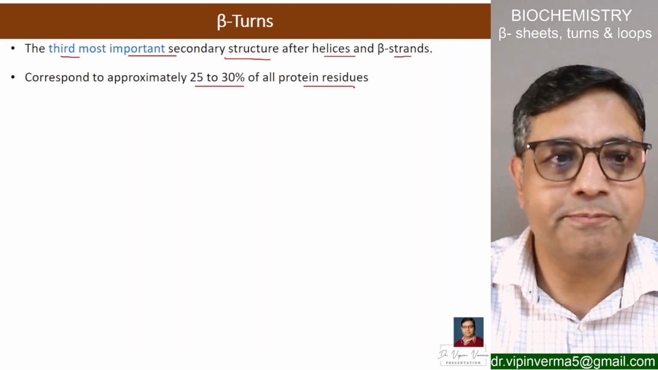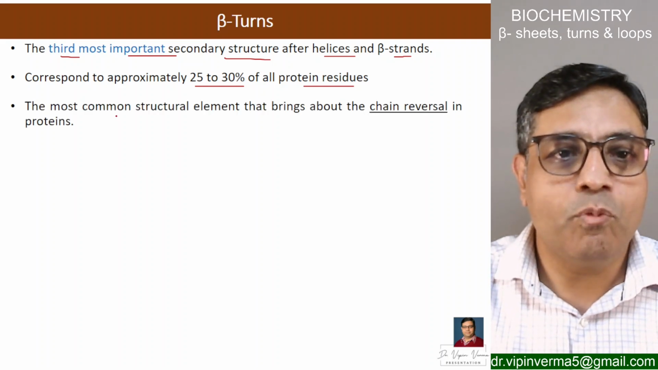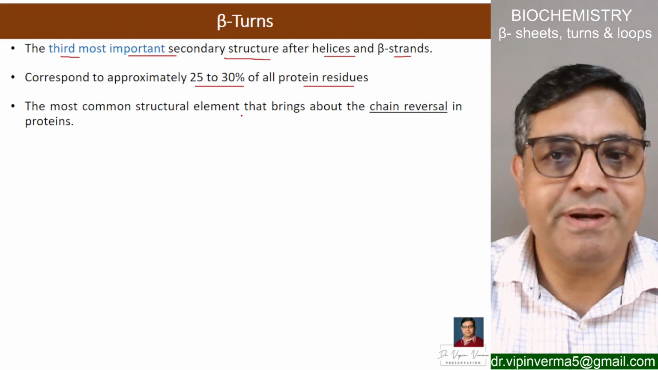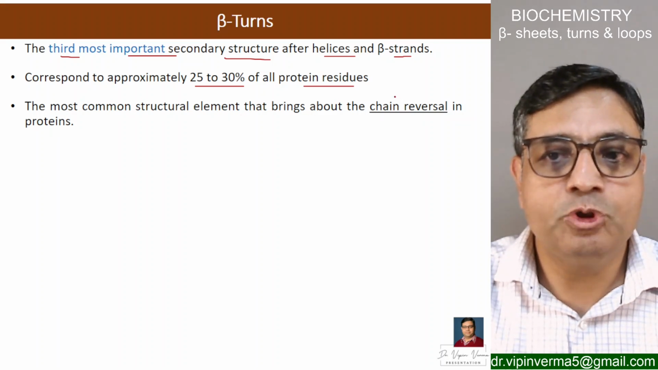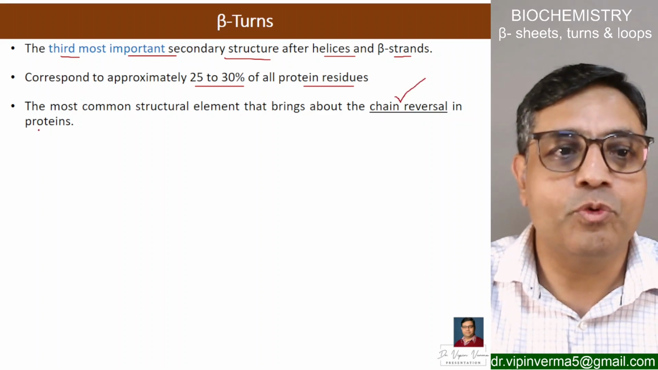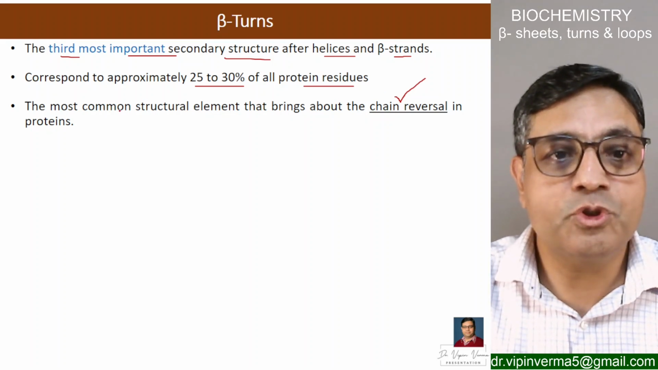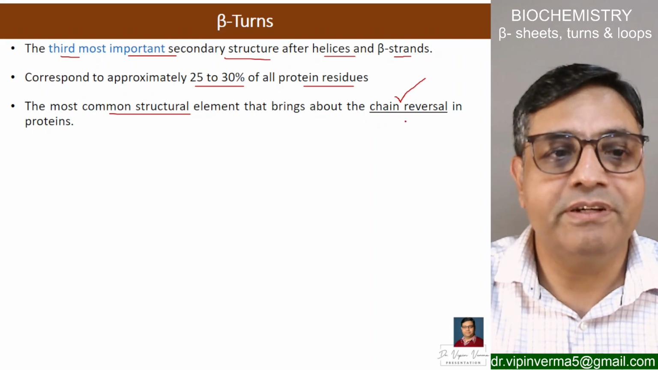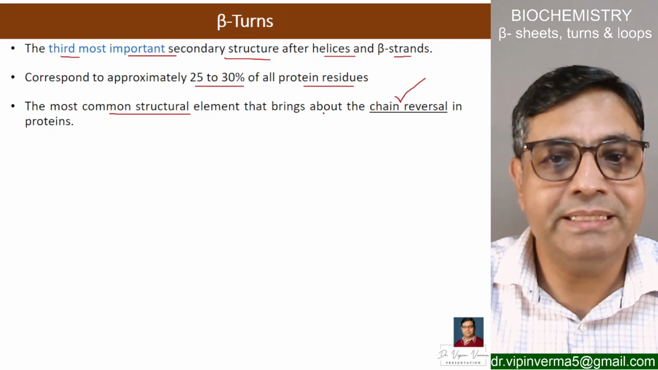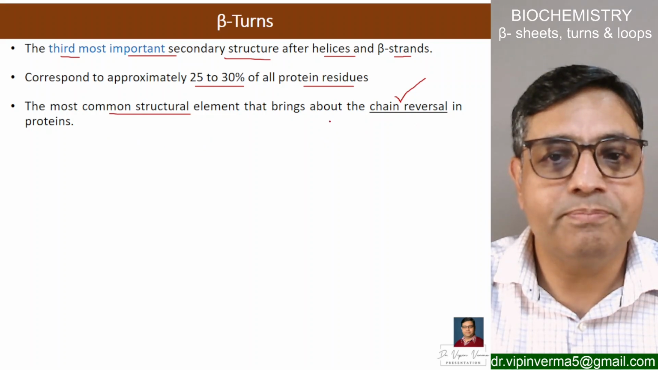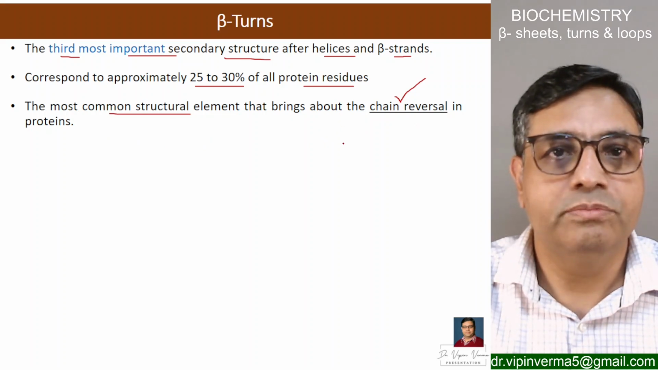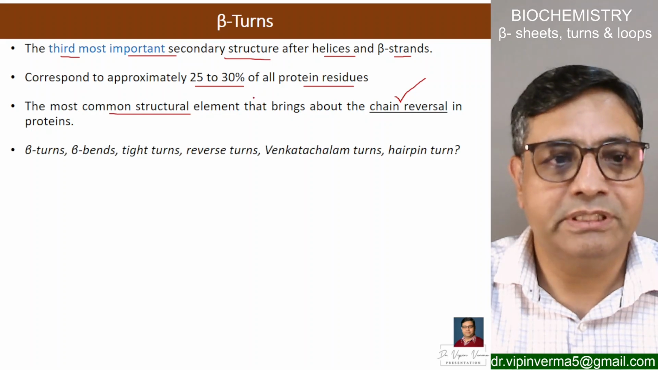So experimentally, the most common structural element that brings about chain reversal in proteins is the beta turn. So that means the chain which is going up is now going down. So it is known as chain reversal.